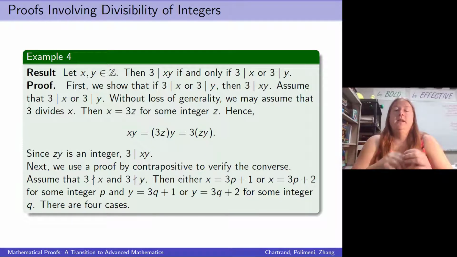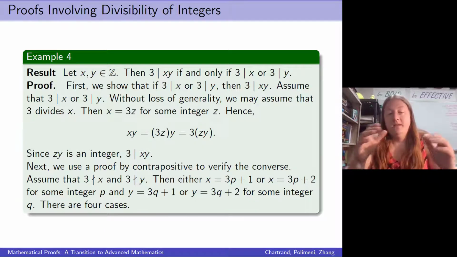Now we need to look at: if 3 divides xy, then 3 divides x or 3 divides y. Thinking about 3 dividing the product and doing anything with that is very complicated. So we're going to look at the contrapositive of that statement. So we assume 3 does not divide x and 3 does not divide y. Then we're looking to prove that 3 does not divide xy.